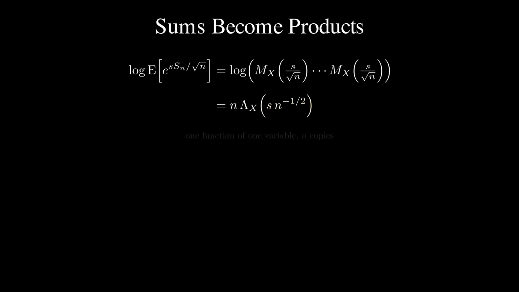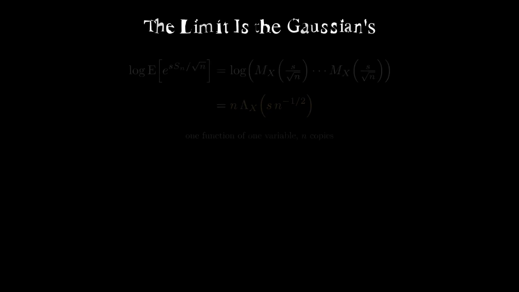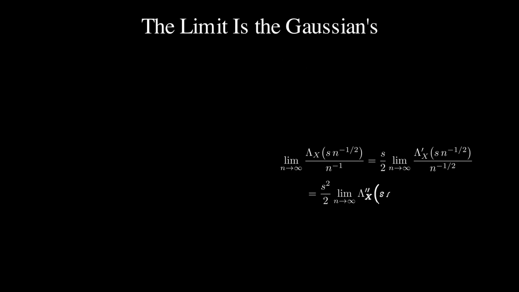Now bring in the sum. Independence means the expectation of a product factors, the generating function move we have used twice before. The log MGF of Sn over root n collapses into n identical factors, n times lambda of s over root n. One function of one variable controls the entire sum. What happens as n grows? Write it as lambda over 1 over n and apply L'Hôpital's rule twice. Each pass peels one derivative off lambda until the second derivative at 0, which is 1, stands exposed. The limit is s squared over 2.